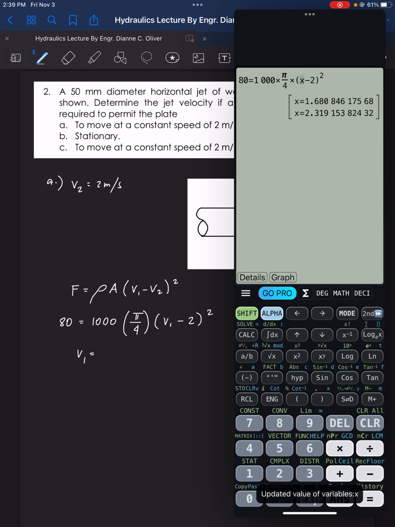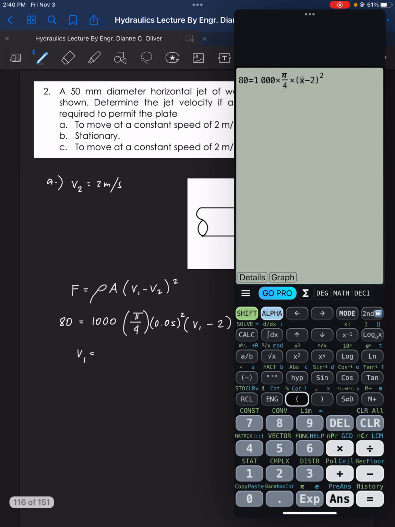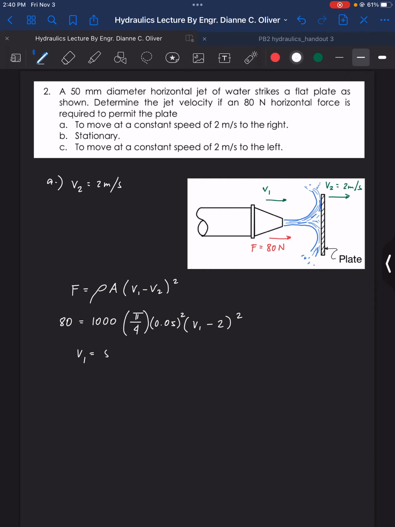Shift solve. We forgot the diameter. The diameter is 50 mm, so the 50 mm means 0.05 squared. There is 0.05 squared there. So, shift solve. The positive one there is x is equal to 8.38. So, 8.38 meter per second.